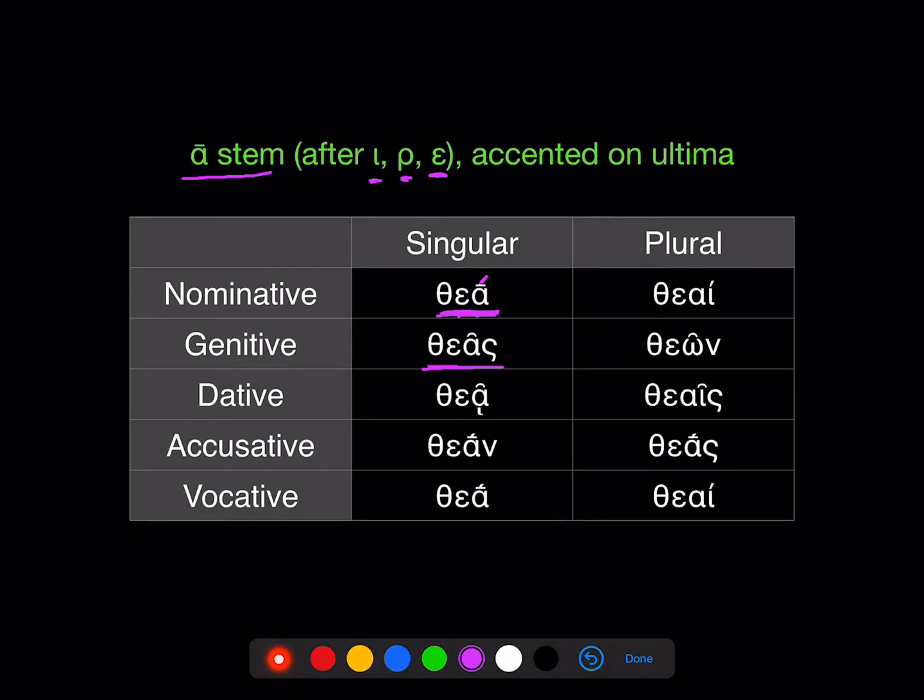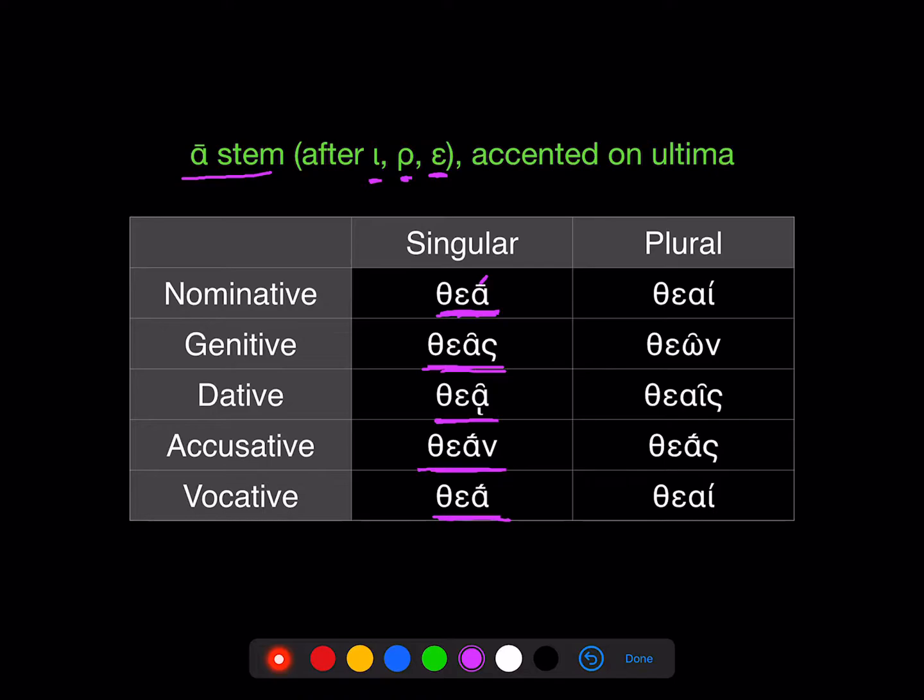So thea, nominative singular, theas, genitive singular, so of the goddess, theai, that's the dative singular. So that's the case it would be in, for example, if it's being an indirect object. Thean, accusative singular, if it's being, say, a direct object. And finally, thea, the vocative.